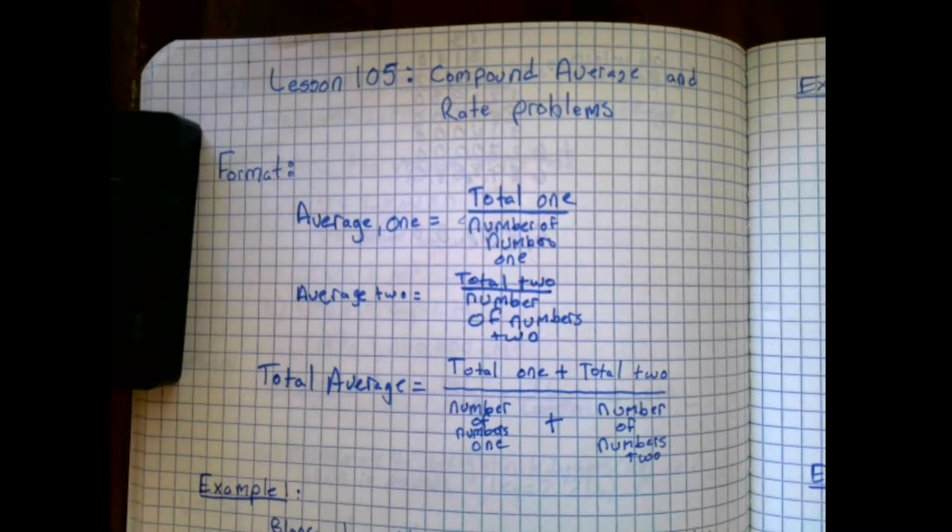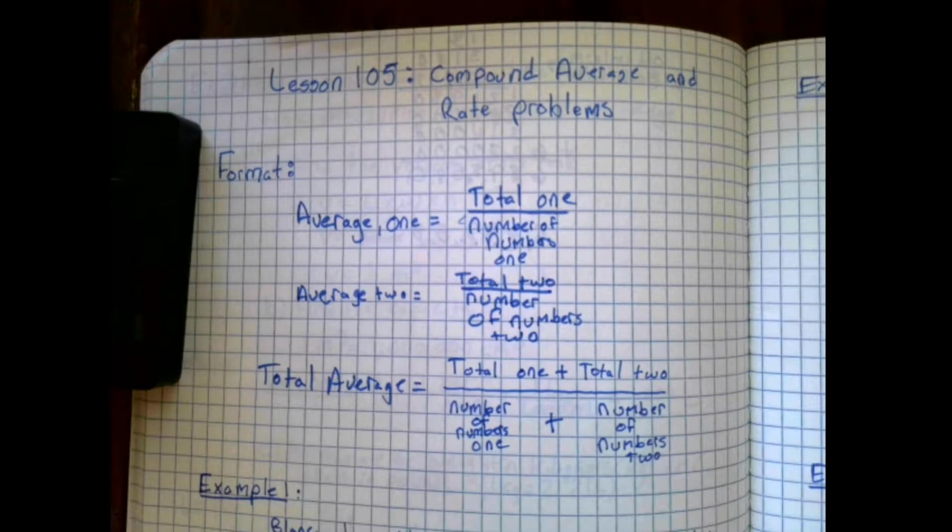Welcome to Saxon Math, Course 3, Lesson 105, Compound Average and Rate Problems. Now, a compound average and rate problem is a problem that uses more than one average or rate.